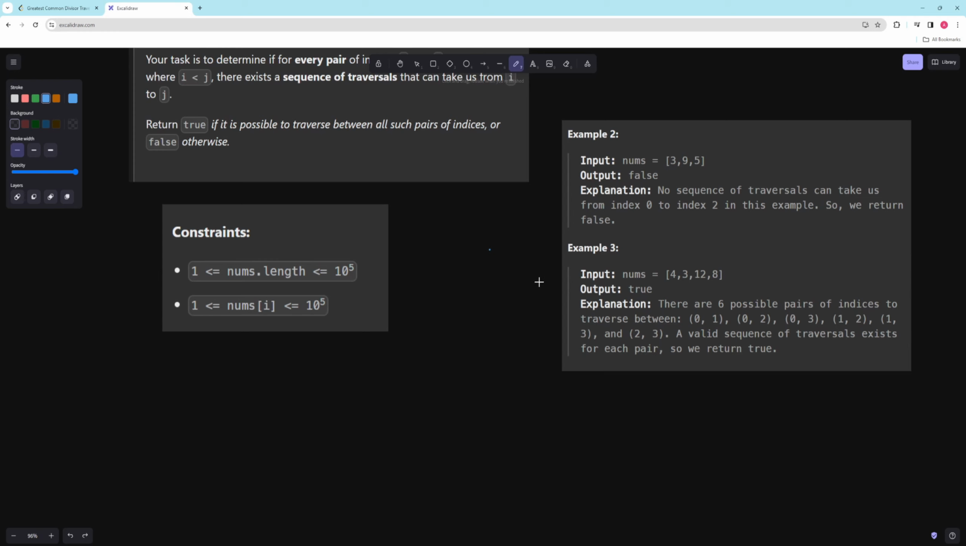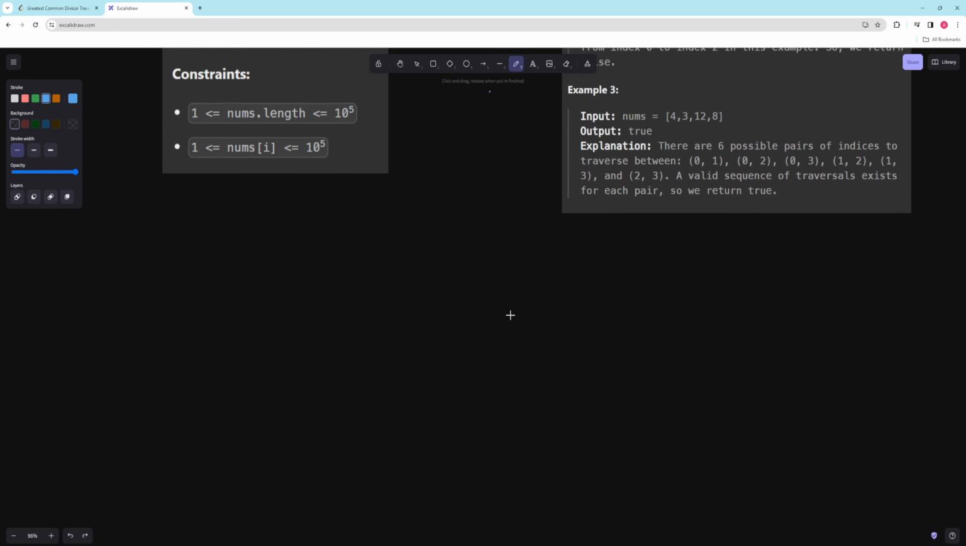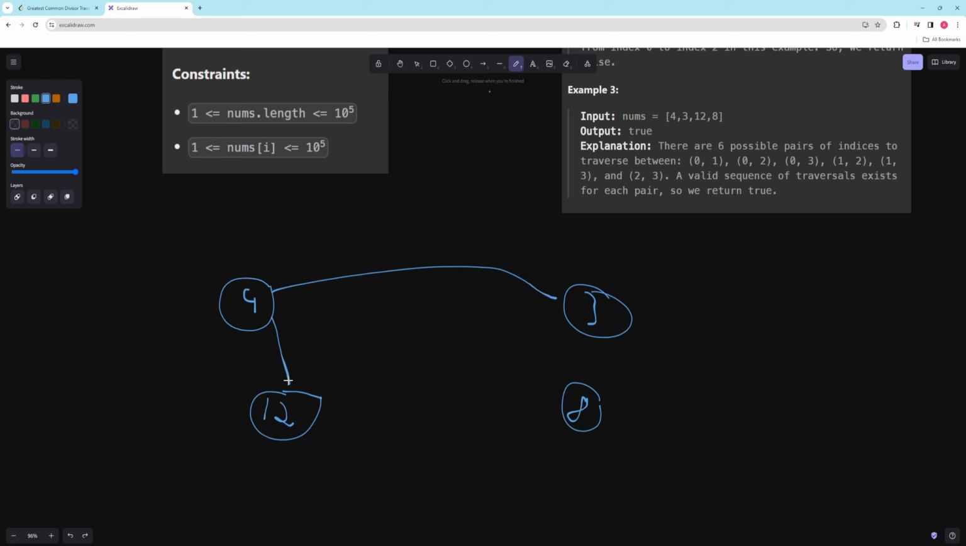But what would be the brute force here? Let's say we have 4, 3, 12, 8. We can't just take every pair of numbers. We can't just say, okay, let's take 4 and 3, find their prime factors, see if there's a shared factor, and if there is, let's connect them. Because getting the prime factors of a number takes somewhere around log n or square root of n. So for 4, 3, let's find prime factors. For 4, 12, let's find prime factors. For 4, 8, let's find prime factors.